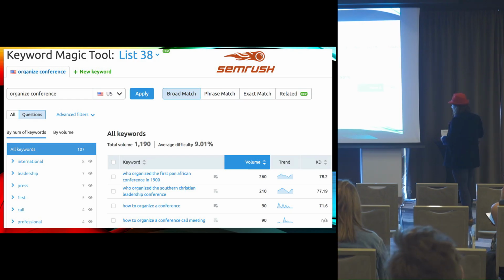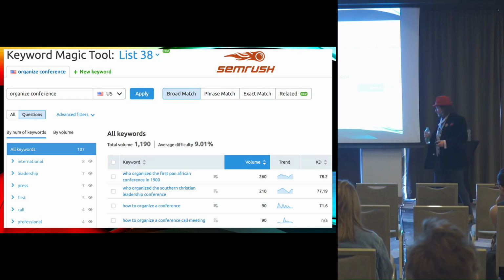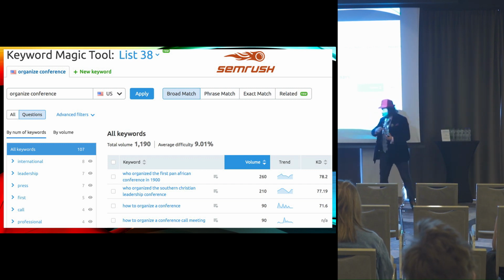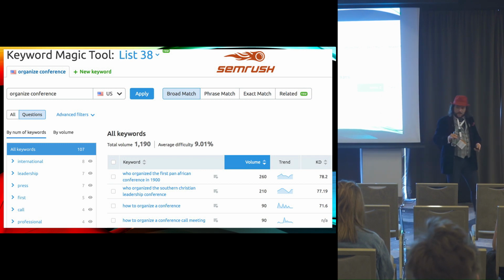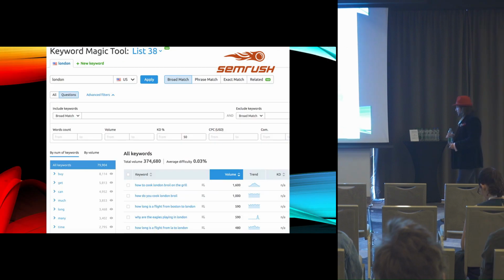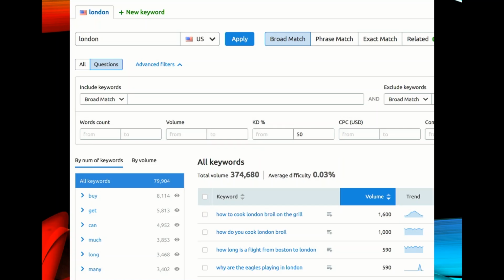Well, here is one example, organize conference. We have a conference here, and here are good keywords. How to organize conference, how to organize a conference call meeting. Completely two different keywords, meaning completely different things, but you can see they are there. Another, the creme de la creme of the examples, how to cook London broil on the grill.